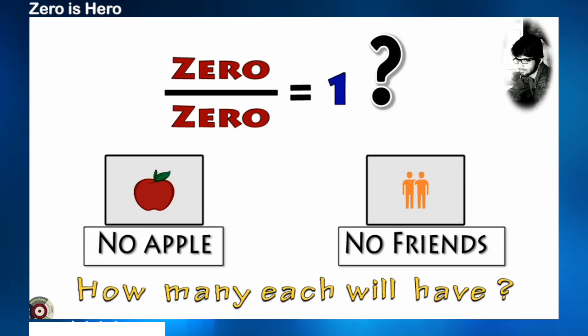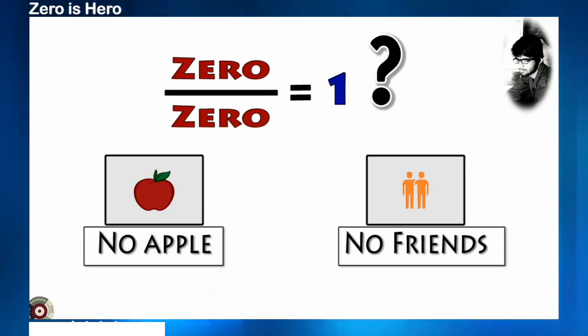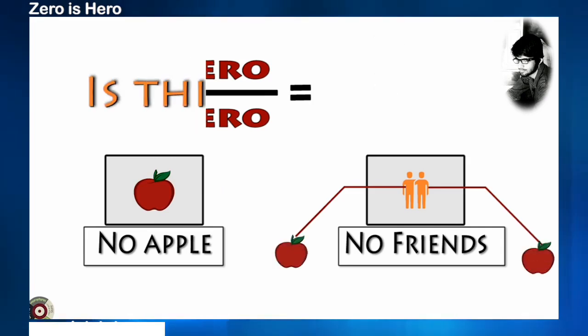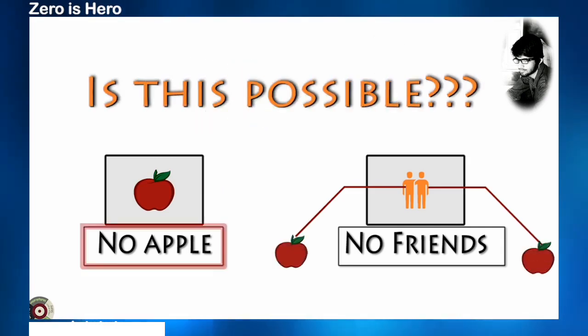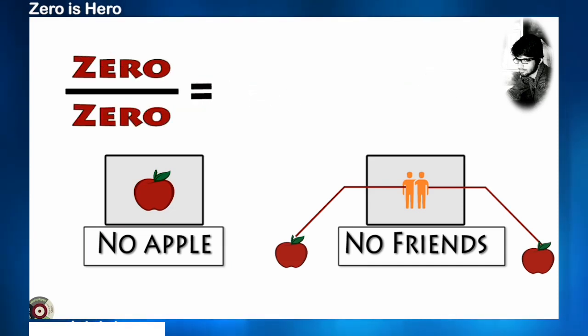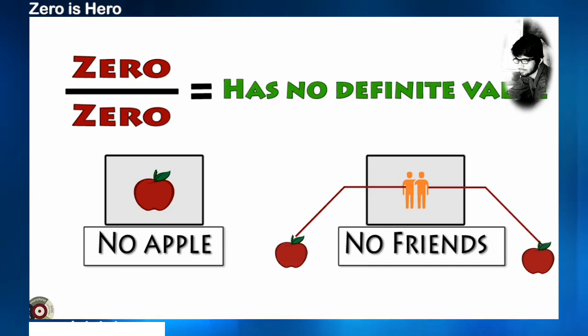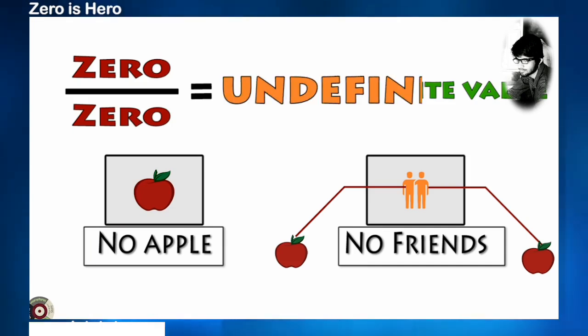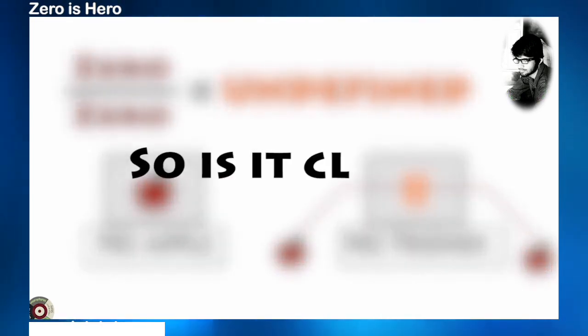Now if 0 upon 0 is 1, then that would mean that each of your non-existent friend got 1 apple. How could that be possible? Because there is no apple. So again, 0 upon 0 has no definite value, and hence we say its value is undefined. So is it clear?